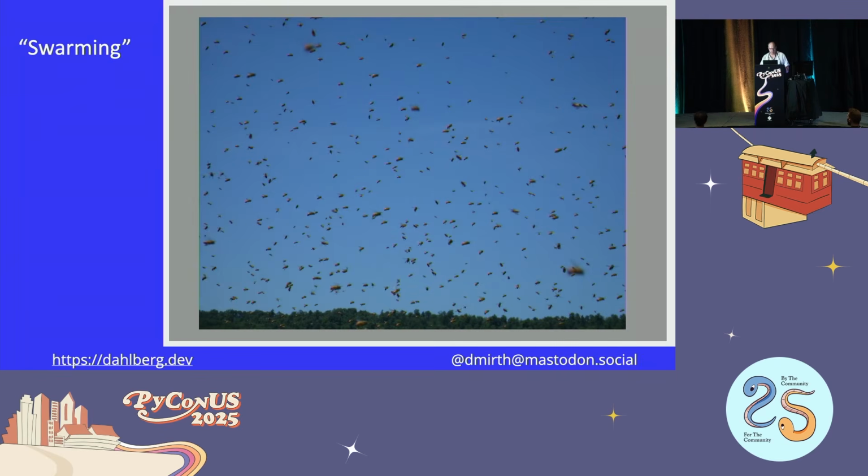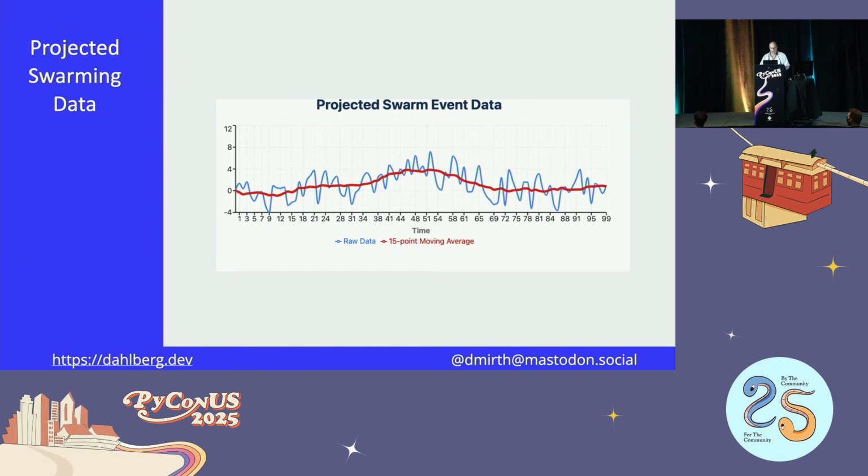An actual swarm event will look like this, where 30,000 bees will emerge from the hive and fly around. The bee counts will dramatically increase, but they will fall rapidly since the bees don't stay at the hive entrance. This is a projected swarming data, of which the bee counts will look like over time and the 10-minute moving average. Data analysis where the moving average actually increases and then decreases would be indicative of a swarm event.